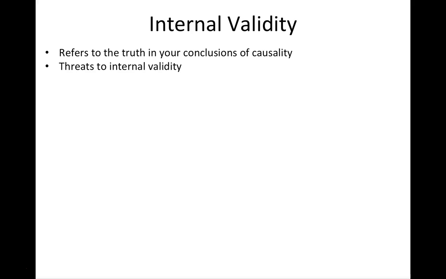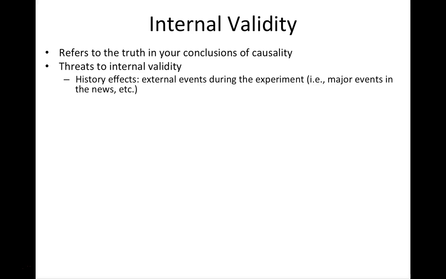So in all of these designs and all of the pre-experimental, experimental, and quasi-experimental designs, we have to think about both internal and external validity. Internal validity refers to the truth in your conclusions of causality, if you're making those, or the conclusions that you're making about the relationship between two variables, even if you're not saying that it's a causal relationship. And so there are a variety of threats to internal validity. Your book lists a nice little summary box of these, and I'll talk about each of them very briefly.